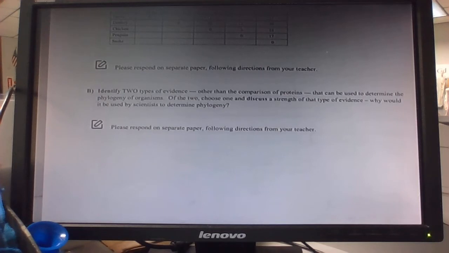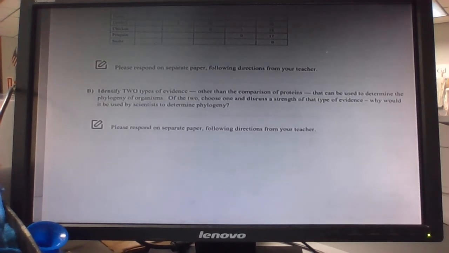So what is that? 1, 2, 3, 4, 5, 6, 7, 8, 9. So you had 9 that you could have used, and you only need 2 from that. Then of the 2, choose one and discuss. When you discuss something with somebody, you sit down and you talk about it for a length of time. So that's not a one-word kind of answer. When you discuss the strength of that type of evidence, why is that going to be used? That would have been a little bit more in terms of the reading and vocabulary and applying that definition. So the stuff was there.